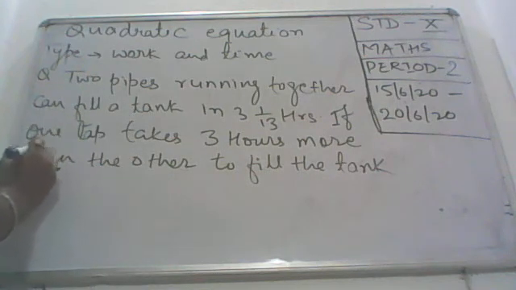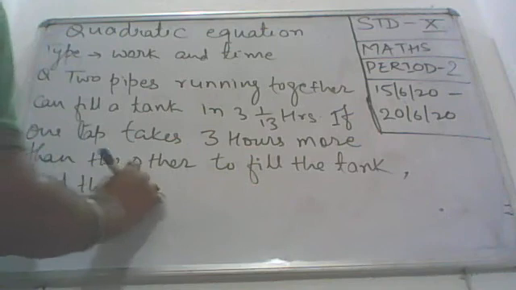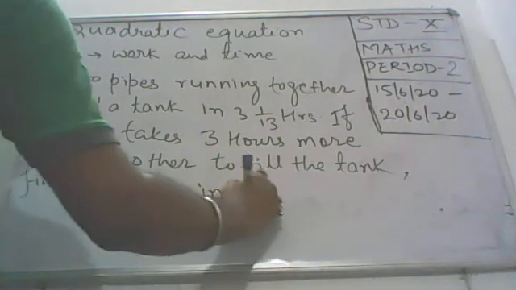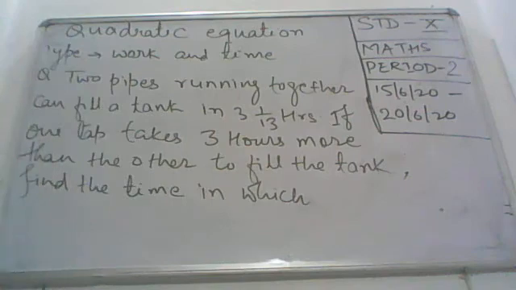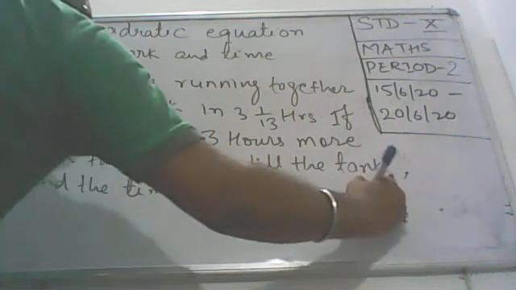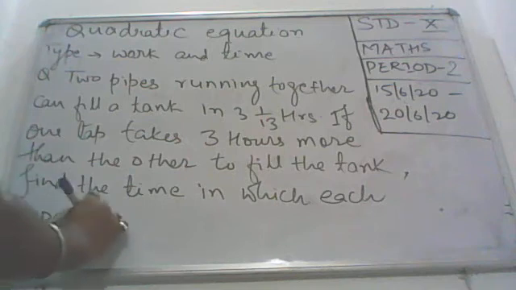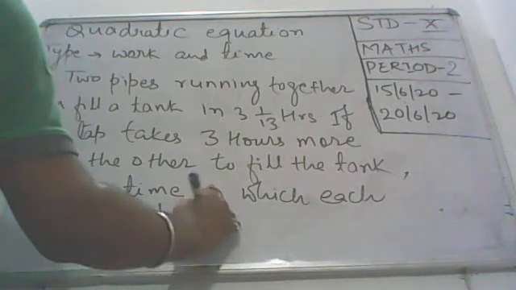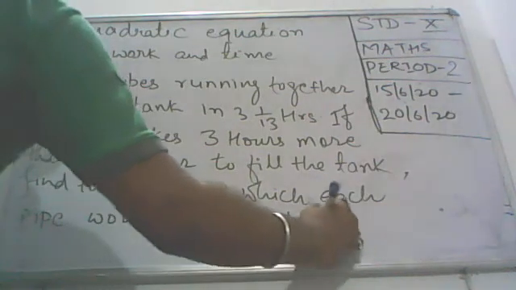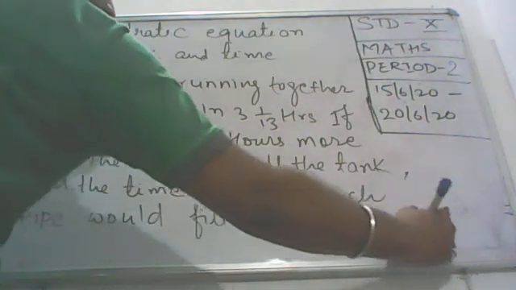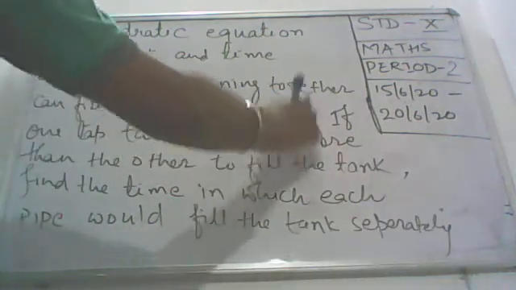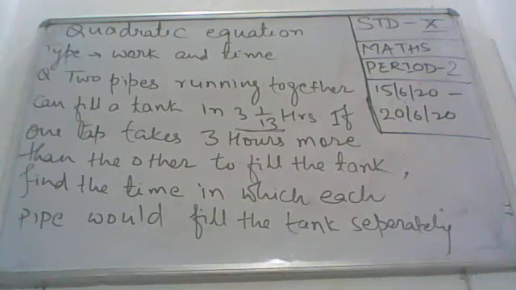Then find the time in which each pipe would fill the tank separately. Okay, together they can fill in this much time. We have to find, if they are to fill individually, then how much time will they take here. Okay, so now let us see. From this equation it is clear.